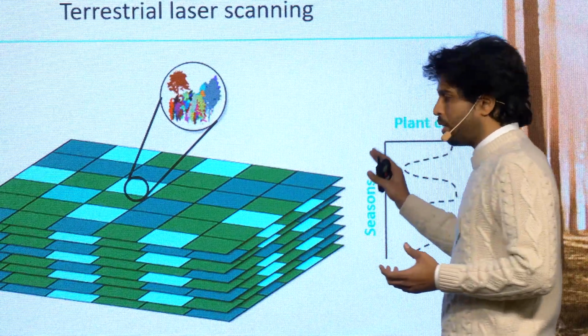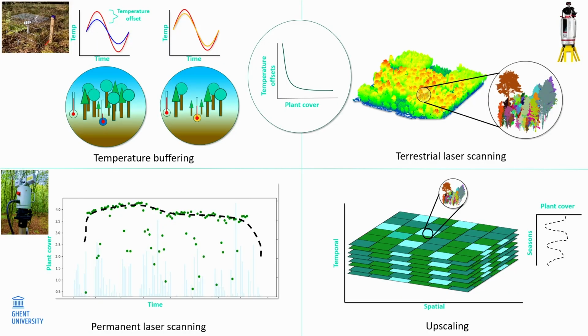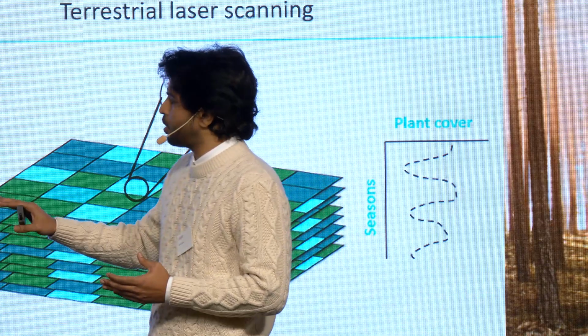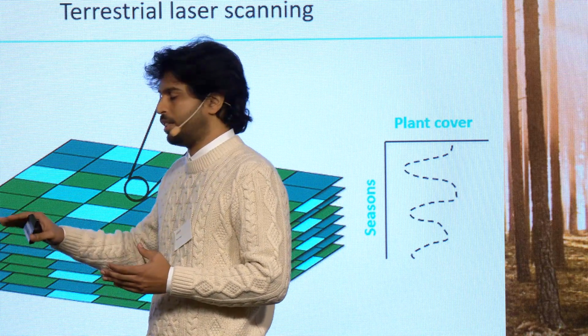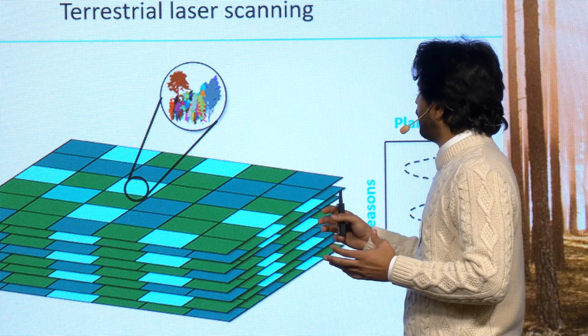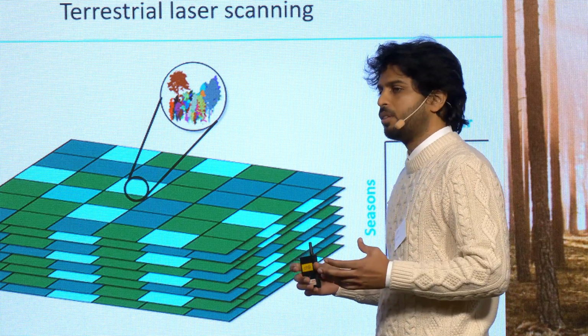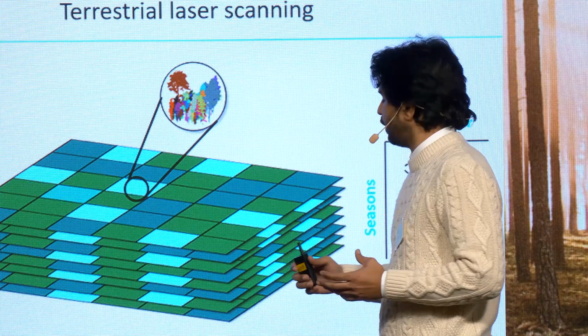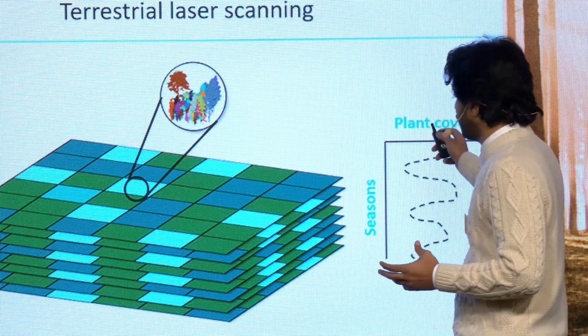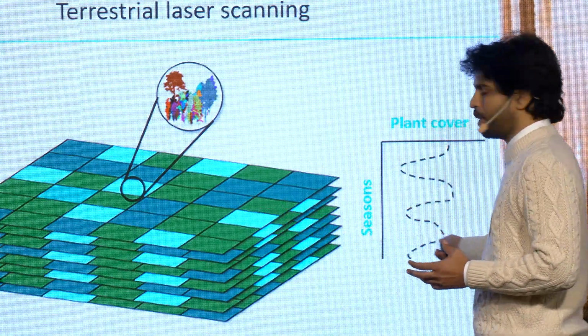Now, we took this a step further. We introduced something called permanent laser scanning, which involves installing a laser scanner in the forest, which captures forest structure almost on a daily basis. This allowed us to map the forest structure and track its seasonal changes. What we're doing with all of this data is creating a micro-temporal assessment of the microclimate buffering, and we can see how things are changing on a temporal and a spatial scale.